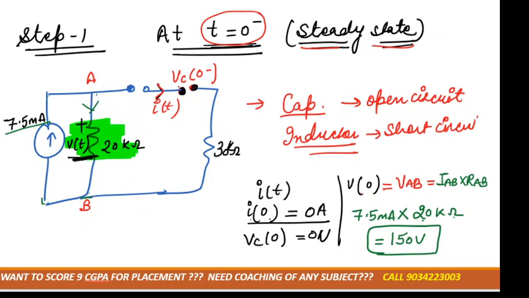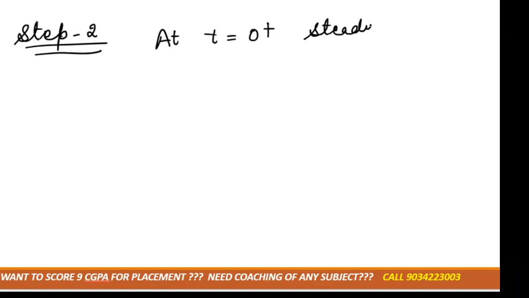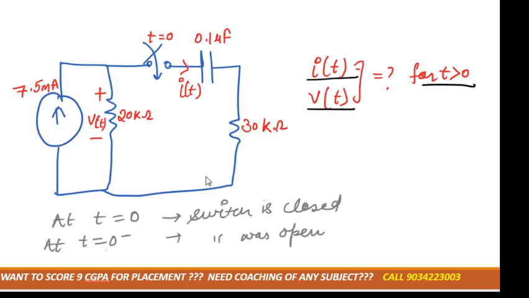Now this was step number 1, where we found the condition at t equal to 0 minus. Next, I told you we have to calculate step number 2, that is at t equal to 0 plus. Again, this is for the steady state. Now again we have to see the diagram. We have to redraw the diagram. The current source will remain as it is, and the resistance will remain as it is.